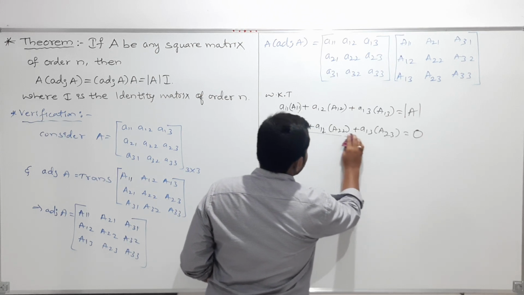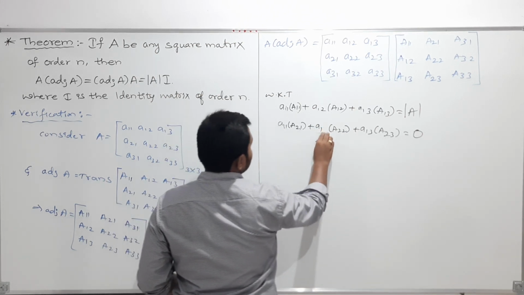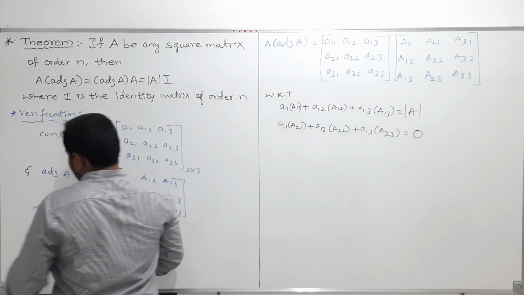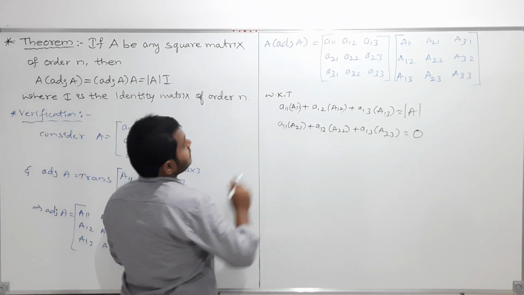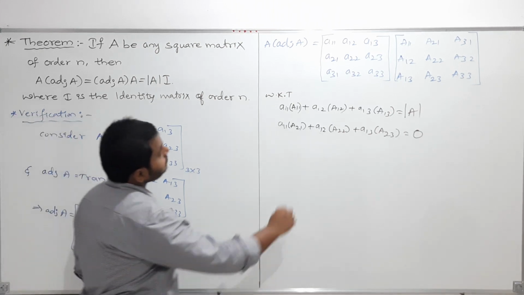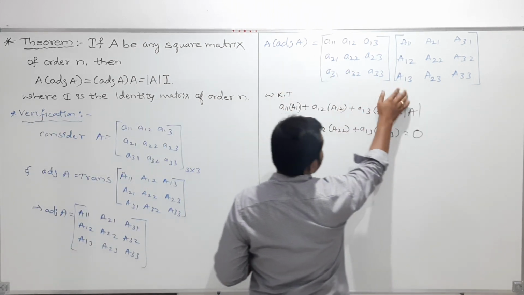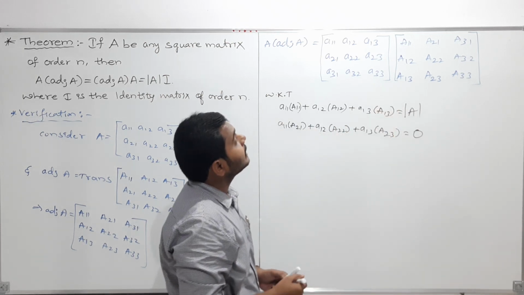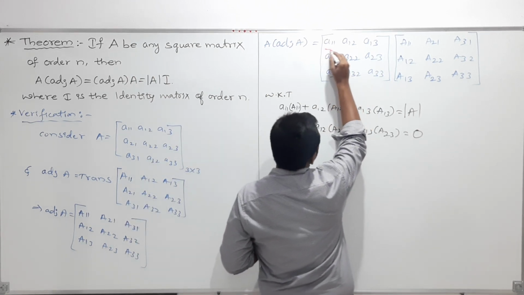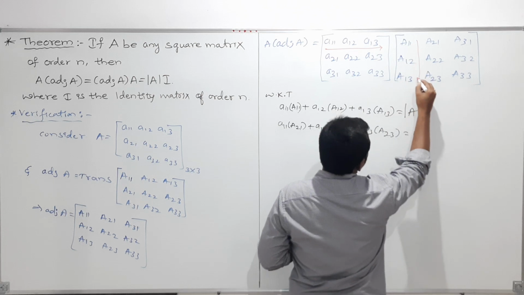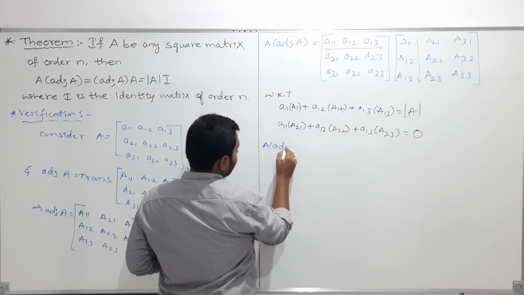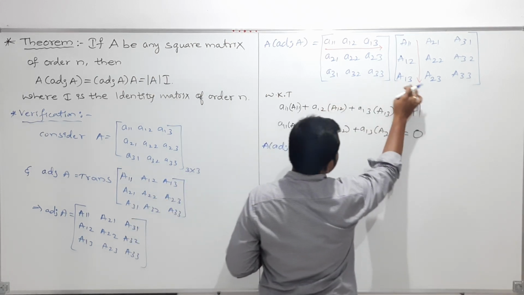And now I am going to use these results to solve this. So now I will consider A into adjoint of A. I will multiply these two. How to multiply, my dear students? The multiplication is possible like this, row into column. So A into adjoint of A is equal to, I am multiplying this matrix into this matrix.